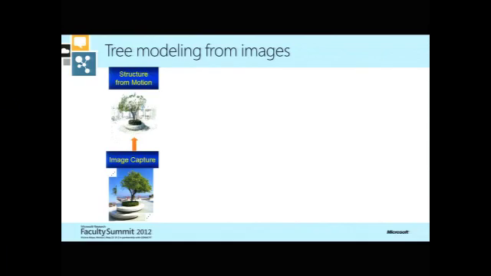Okay, so I talked about modeling plants. Now, what about trees? You can't use the same technique because it's extremely painful to model each leaf individually. So what we do instead is we do exactly the same as before for trees, where we capture lots of images and we apply structure from motion to extract the three-dimensional points, as well as the camera poses.